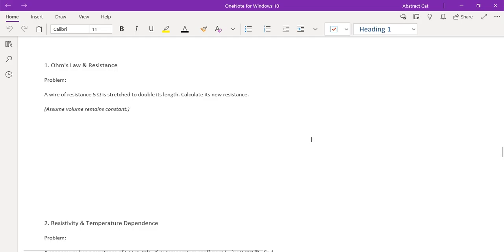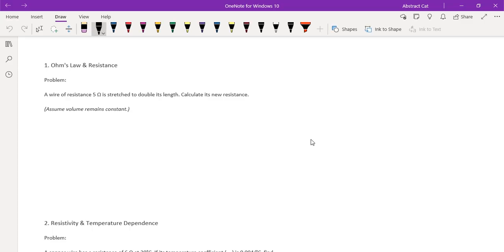Hello students. So today we solve current electricity chapter numericals. We're solving 10 numericals that are very important in the boards exam. Here the first numerical is Ohm's law and resistance.